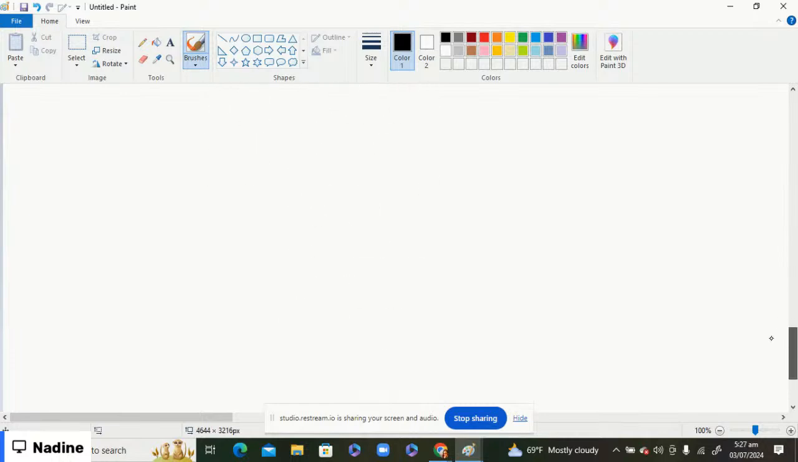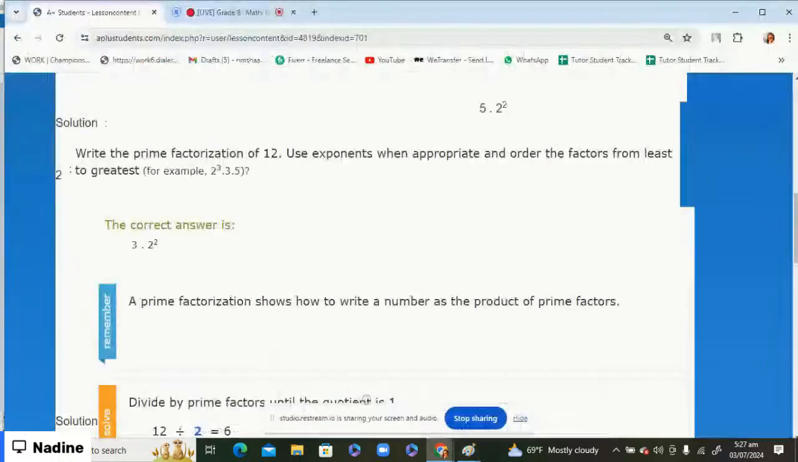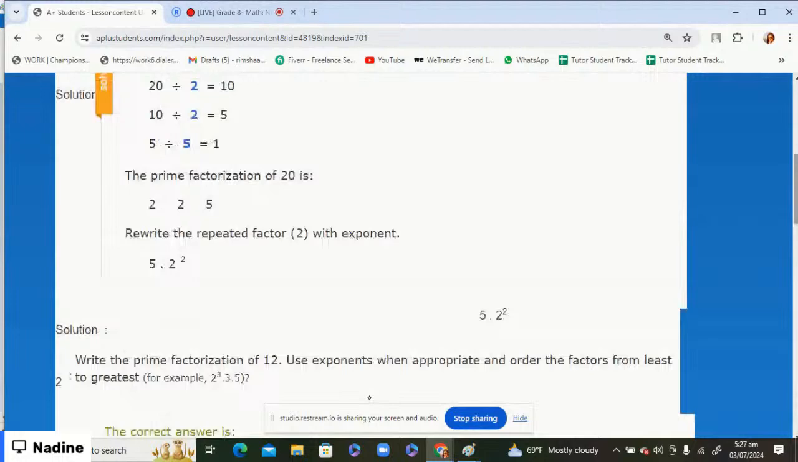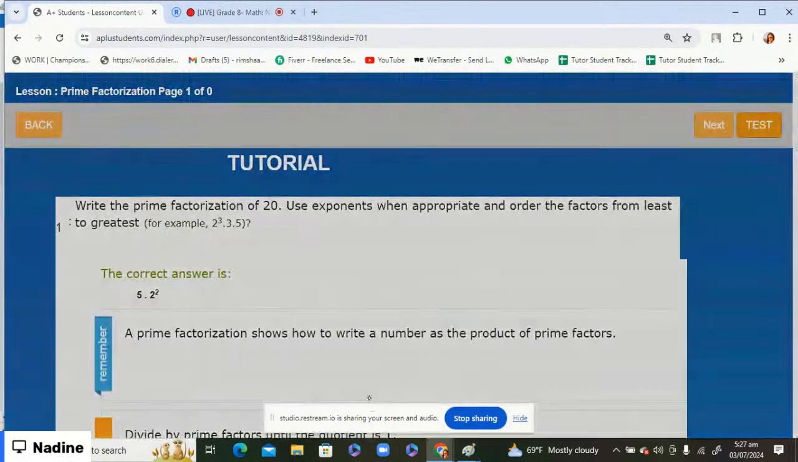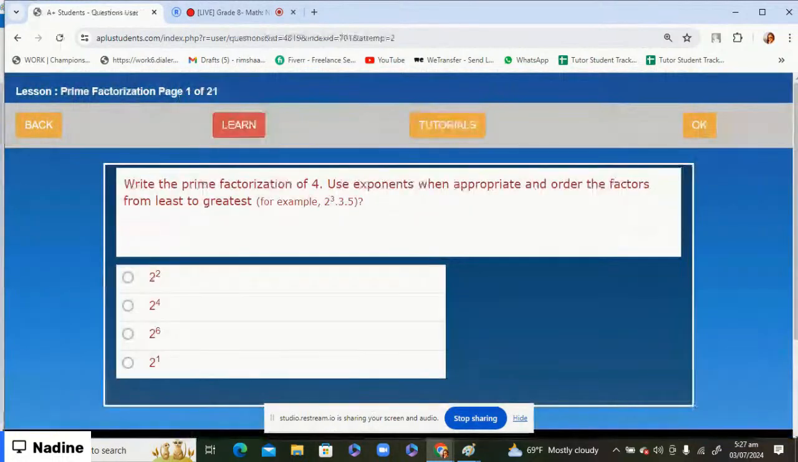Now let's do some test questions. Write the prime factorization of 4. Use the exponent when appropriate and order the factors from least to greatest. Let's do it.